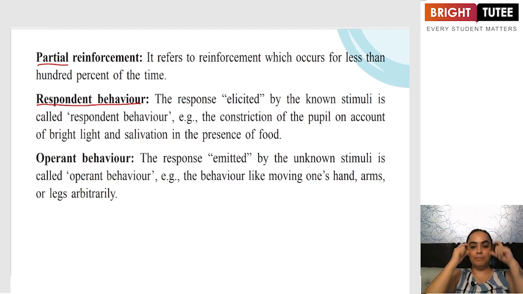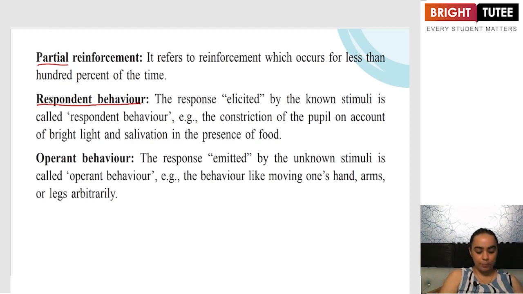Let's see, my eyes, they are the respondents. And the moment I expose my eyes to bright sunlight, what will happen? My eyes will automatically shut. They will contract. This is the behavior that the respondent is going to display when some external force is applied.